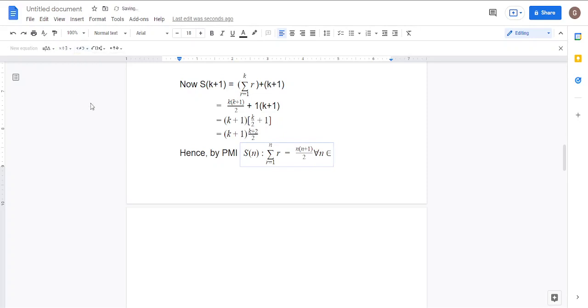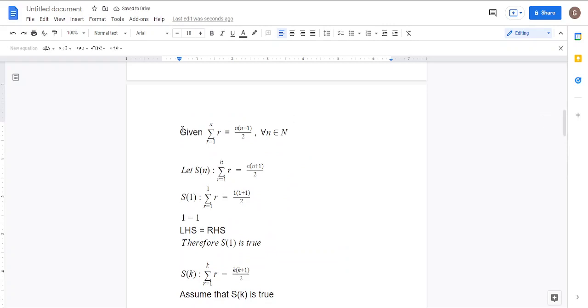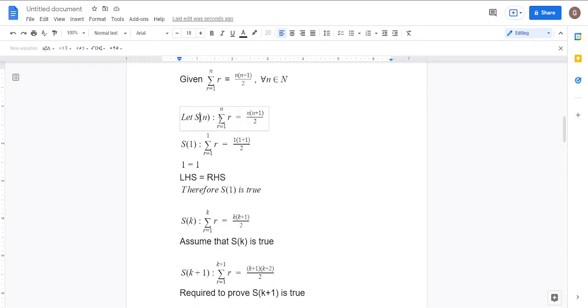of natural numbers. So just to recap what we just did, this was the question I gave you. Given the sum of r from 1 to n of r, we want to show that this is equal to this for every n in the set of natural numbers, so from 1 to positive infinity. As I said, the first step is the proposition. We restate it in terms of S, which makes it easier for us. Then we would first do our base case.